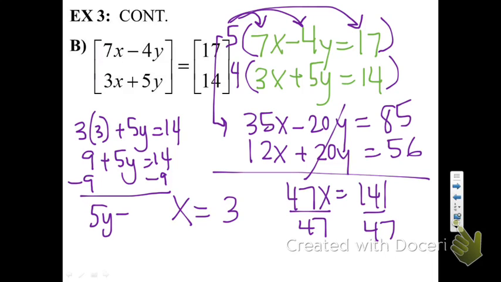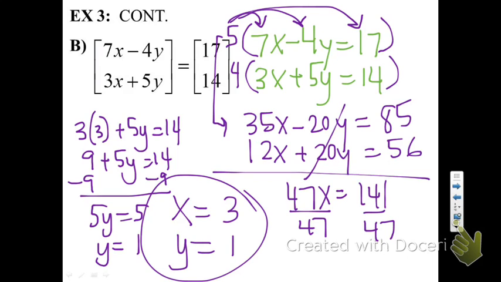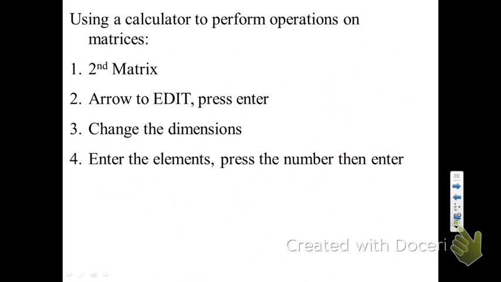You're left with 5y equals 5. And y will equal 1. And this is your solution. You can either write it like this individually, or because if you recognize it's a system, you can say that there is one solution located at 3, 1. I'll accept either of those answers.